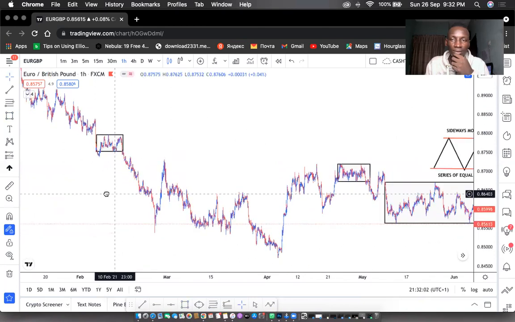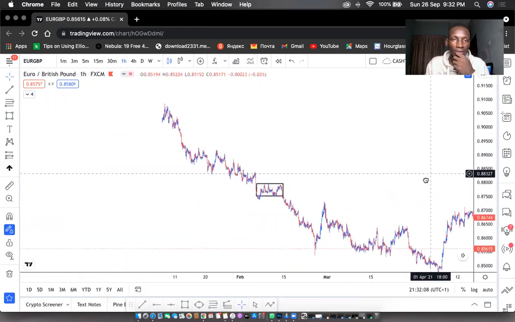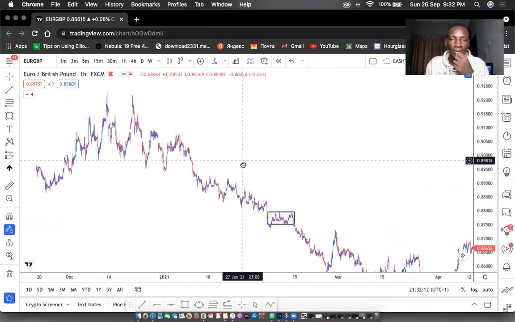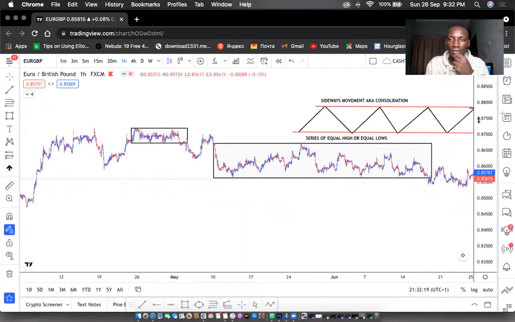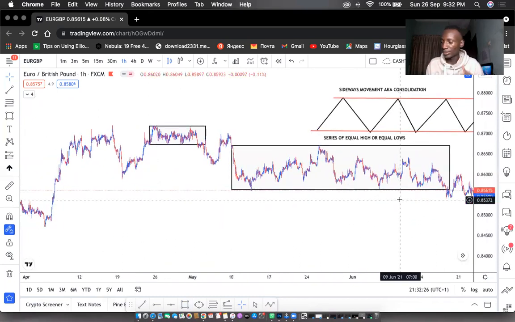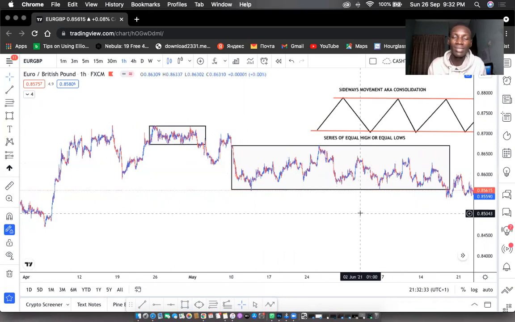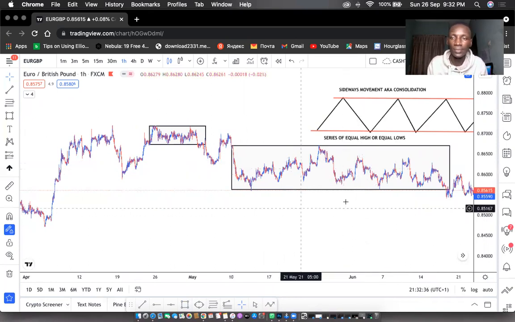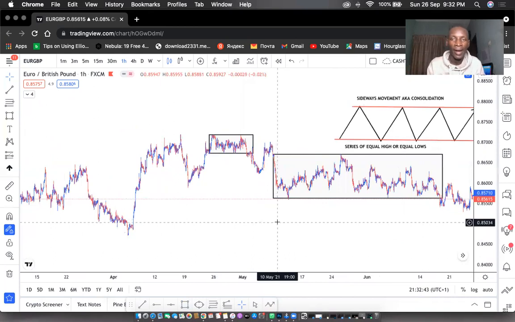So this is what you're going to do. First assignment is to go identify all these sideways moves and send me your screenshot. When market is going sideways, you're going to identify them and send it to me. That's your first assignment. Okay? So assignment number 1, identify the sideways moves.